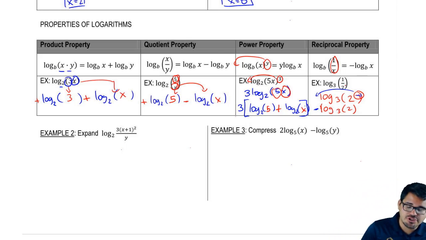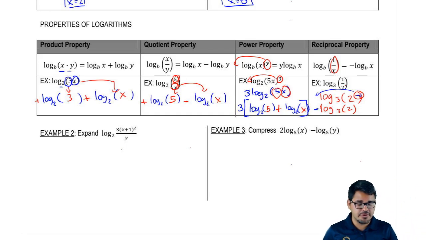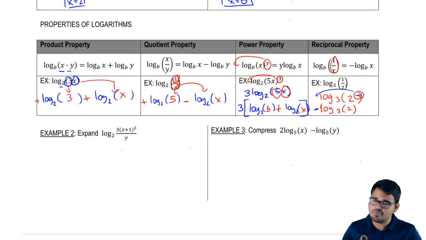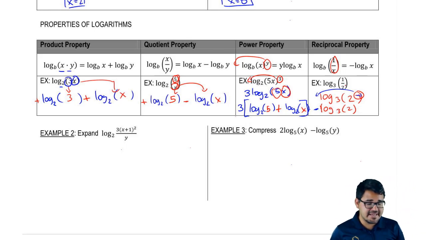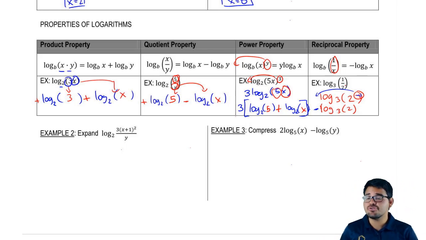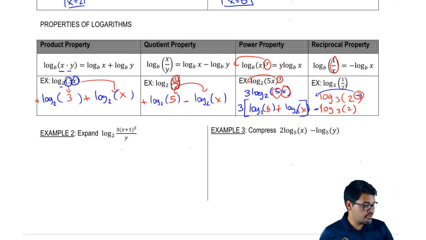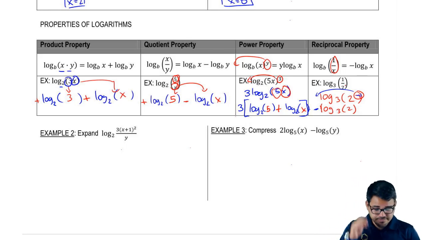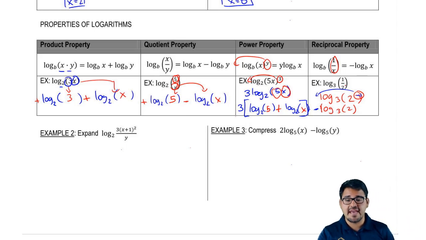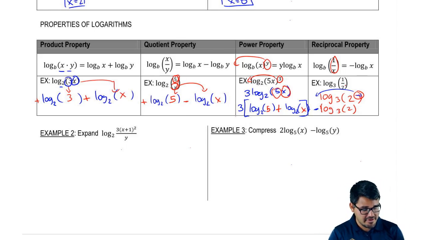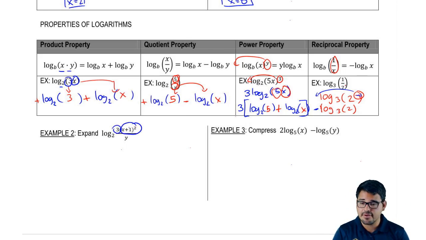So now we're going to look at 2 examples in which in the first one they're asking me to expand, and then in the second one we're going to see how we can compress. You guys are used to expanding because it's the first thing I teach you. So we're going to expand this logarithm, and first what we do when we expand is we count the factors. So let's count how many factors we have here. We have a factor of 3, we have a factor of x plus 1 squared, and we have a factor of y.